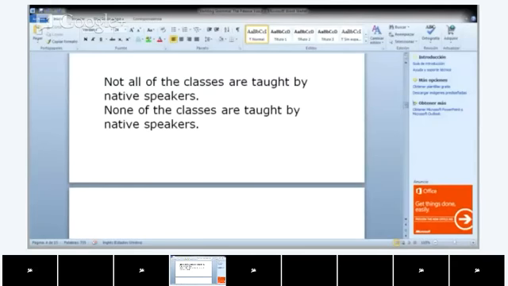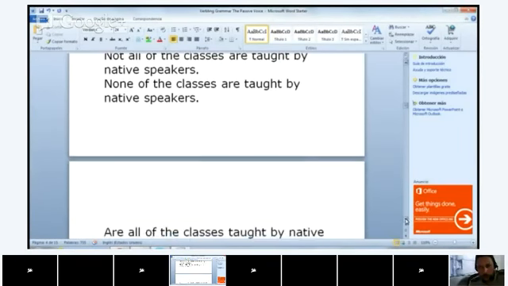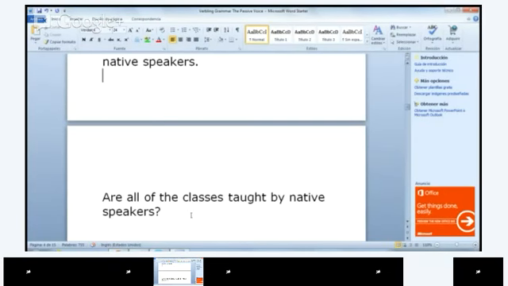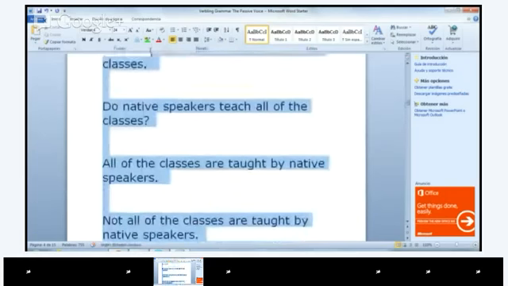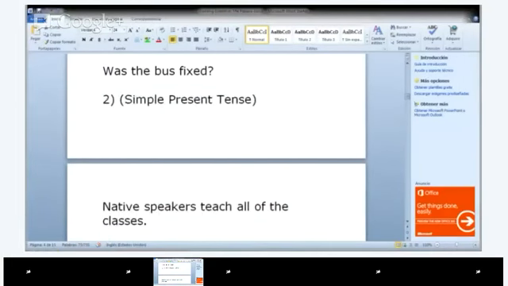And so the example that I have is this one. I'll scroll down so that you can see it. This is the question that I would ask. Are all of the classes taught by native speakers? That is the same verb tense. Now what I'm going to do is highlight all of those options, and I'm going to paste them into the Verbling chat box so people can take a look at them.